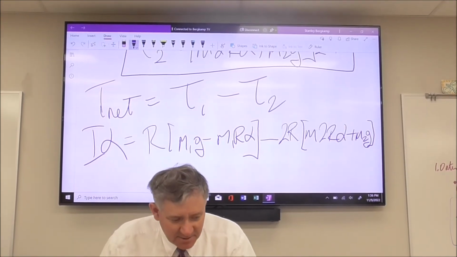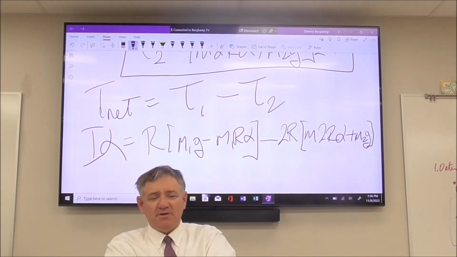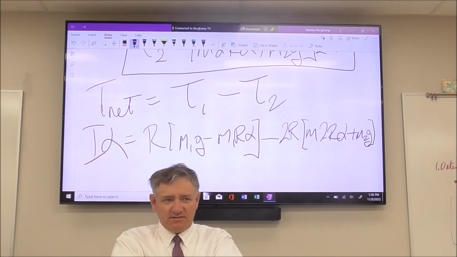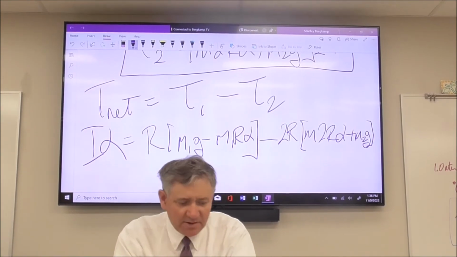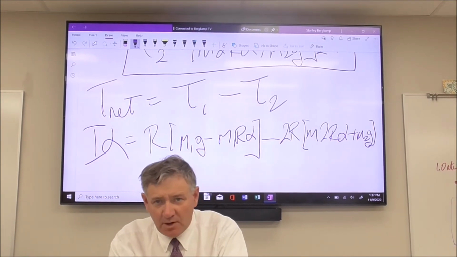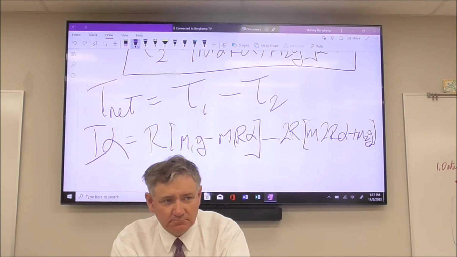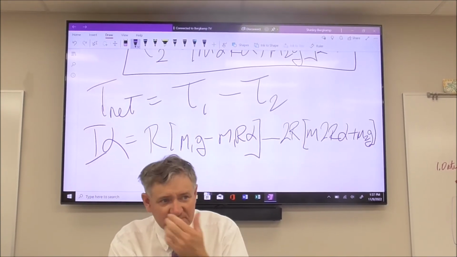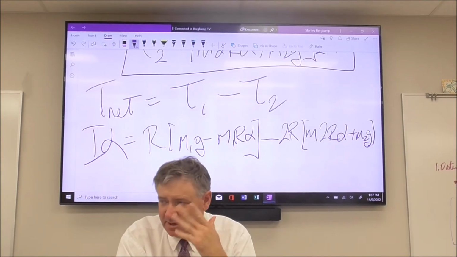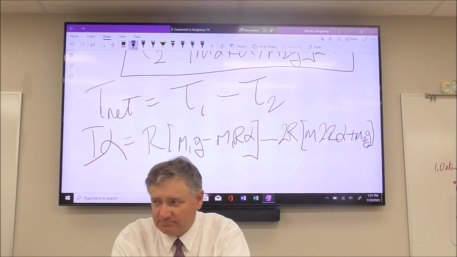Look at your choices over there. Do any of those look remotely close to this? No. First off, what are they all divided by? Where have they all put I? On the bottom. Why? To get alpha by itself. Fish by itself. You got to get fish by itself, so you lose your I, so to speak. So you're going to move I over to the other side.